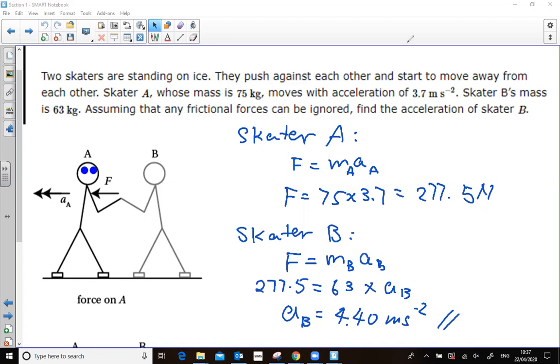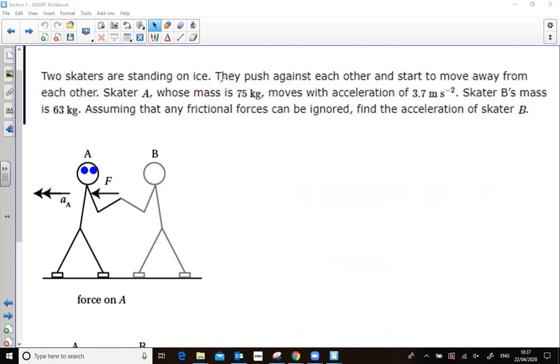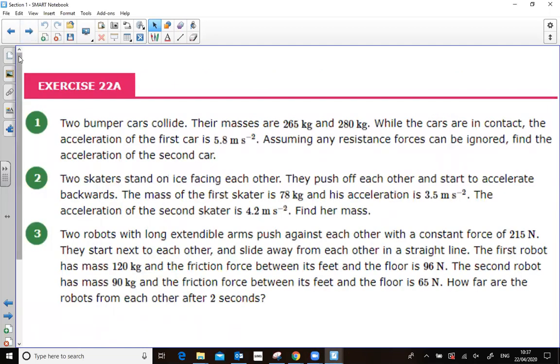Great. So hopefully you have now understood Newton's third law, and you will be able to use it to work out force or acceleration. Now, let's give some time to do some exercise by yourself. Here's exercise 22A. When you do the exercise, please start by drawing a diagram and then label the force or acceleration onto the diagram.